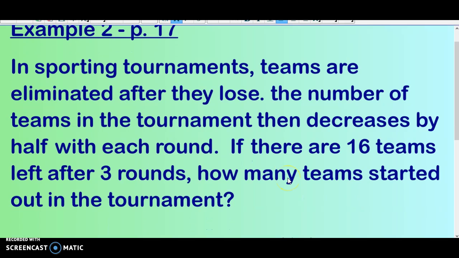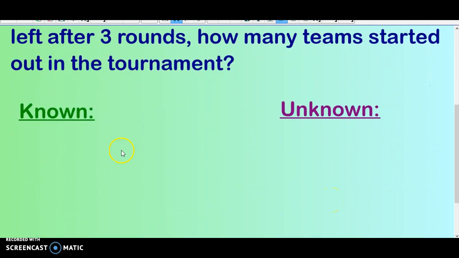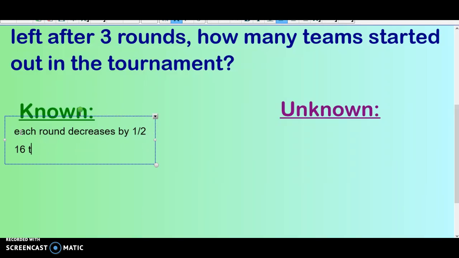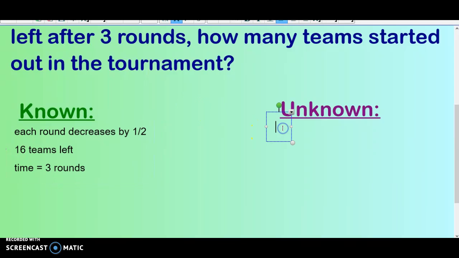Example 2. In sporting tournaments, teams are eliminated after they lose. The number of teams in the tournament then decreases by half with each round. If there are 16 teams left after 3 rounds, how many teams started out in the tournament? So first we need to put our known values. Our known values is that each round decreases by 1/2. There are 16 teams left, and the time is 3 rounds. My unknown is the initial value, the initial number of teams.